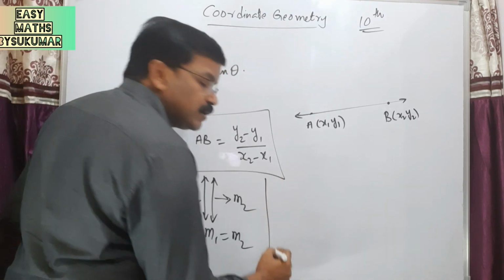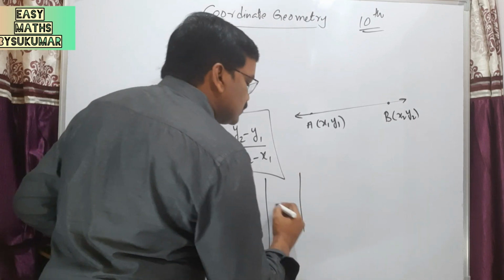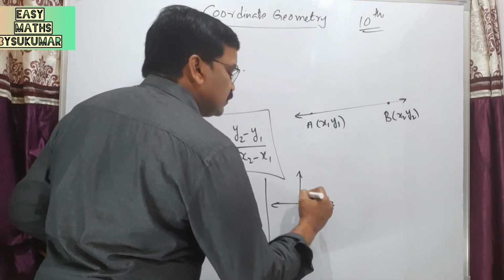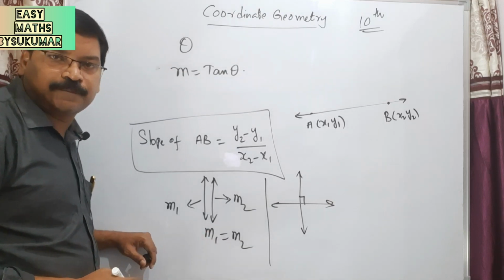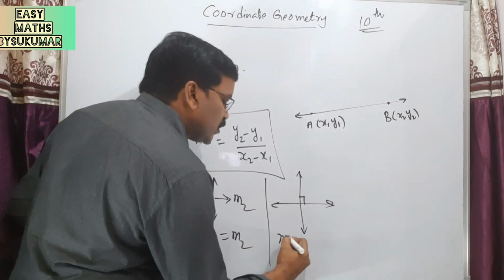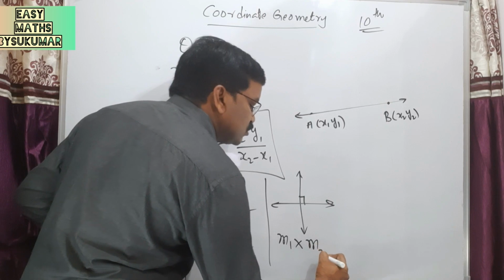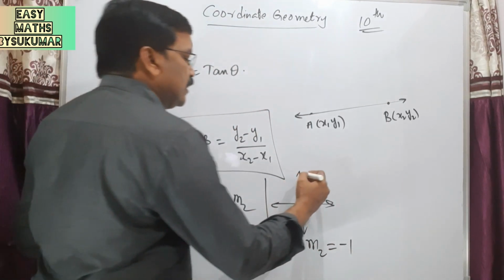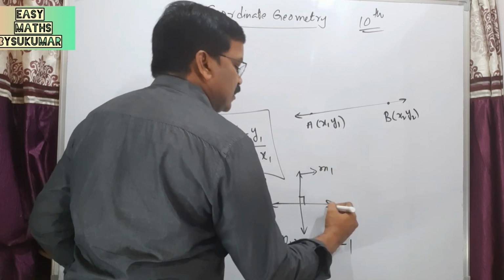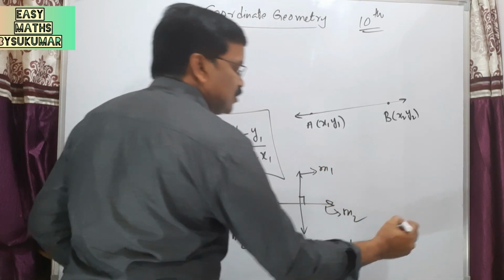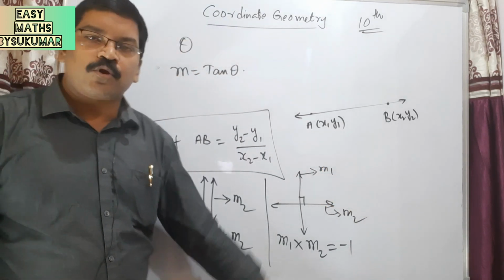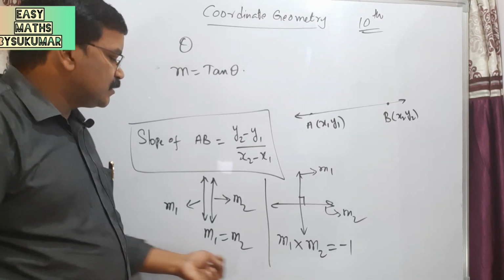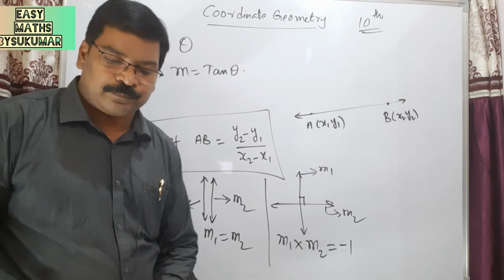And if two lines are perpendicular to each other, that means they make an angle of 90 degrees, therefore the product of their slopes is equal to minus 1. m1 into m2 is equal to minus 1, where m1 is the slope of the first line and m2 is the slope of the second straight line. Please remember these two points also.